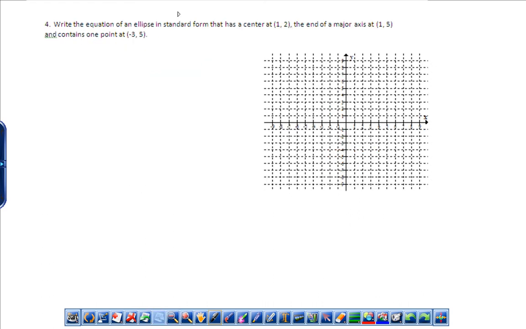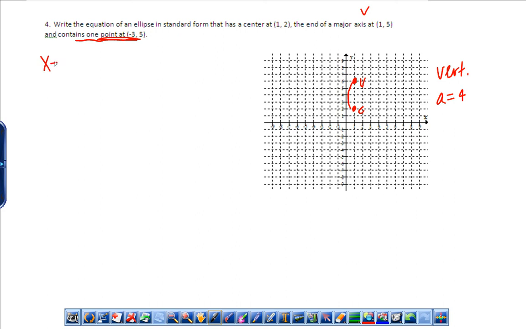Okay, last problem. It says write the equation of an ellipse in standard form that has a center of (1, 2), has an end of the major axis at (1, 5). So this is your vertex. And it contains a point. So we could plot our other vertex. We know this is a vertical problem. And we know our a value is 4. So let's start writing our equation.